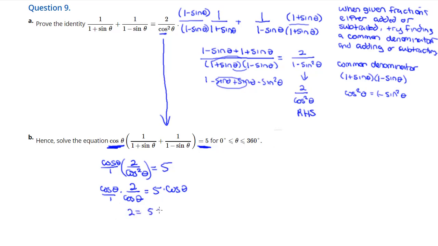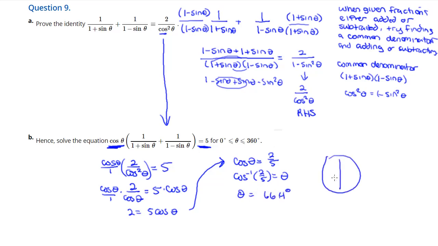I'm going to have 2 equals 5 times cosine. Now I'm going to get the cosine by itself, so I'm going to divide both sides by 5, giving me cosine theta is equal to 2 over 5. Well, now once I get that, I can find the inverse to find my one angle. And when I do that, I end up with 66.4 degrees.